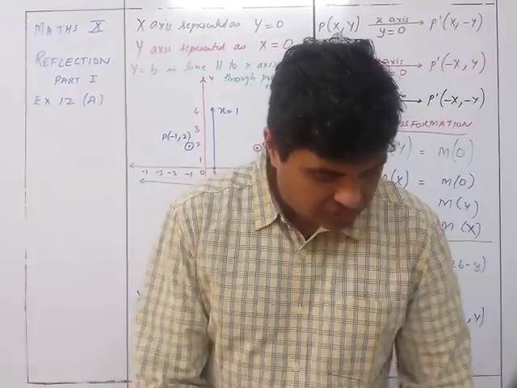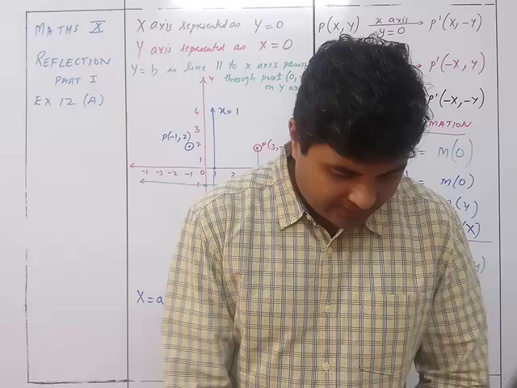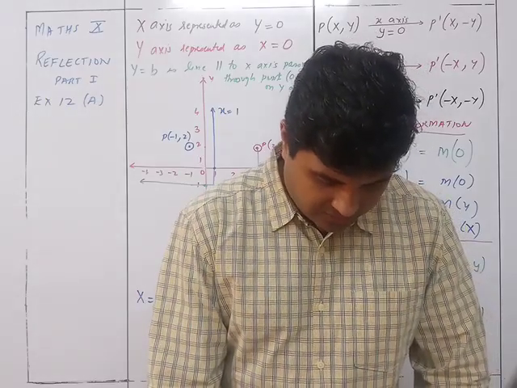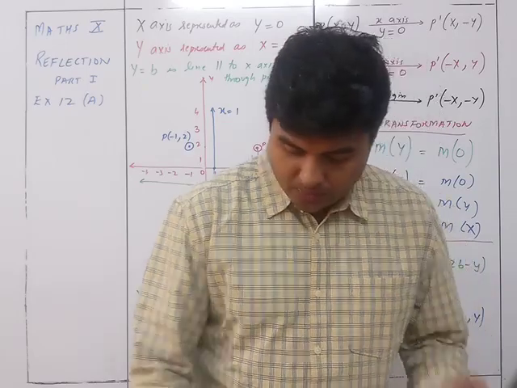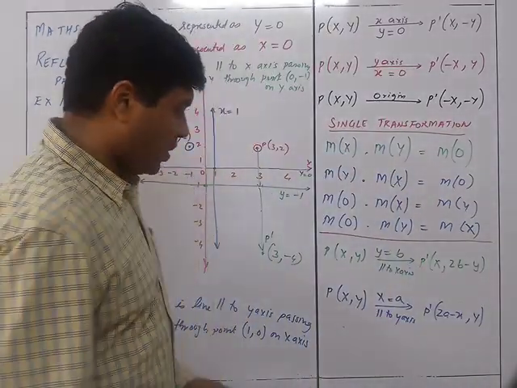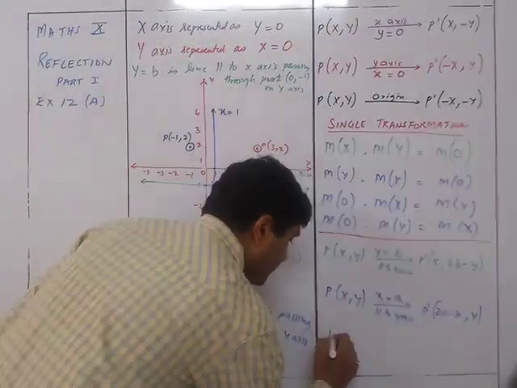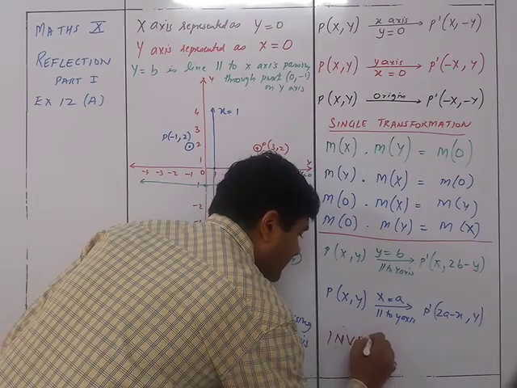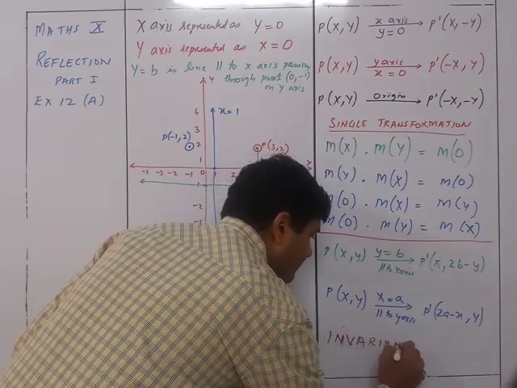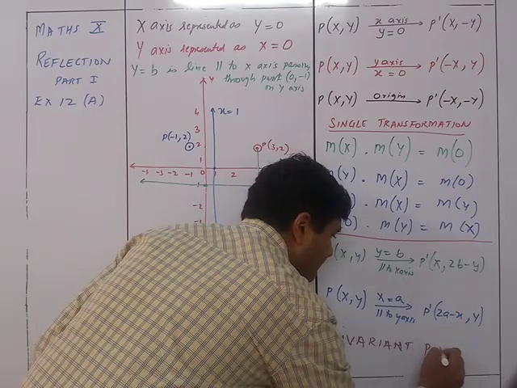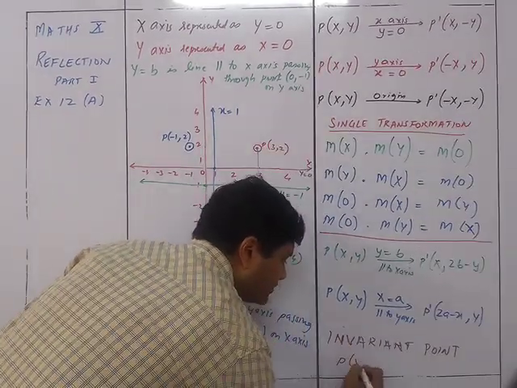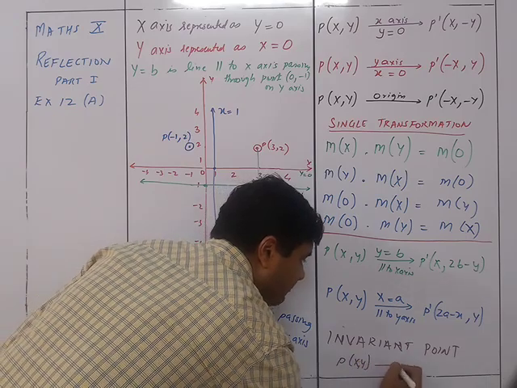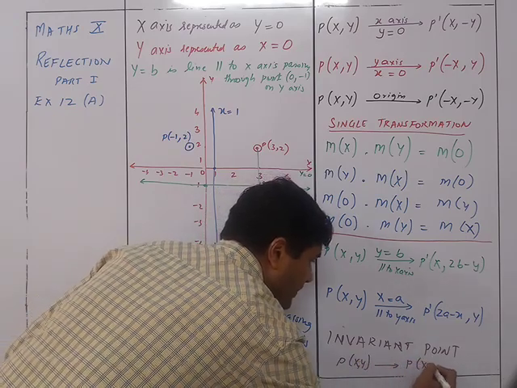So this was the detail. I don't think we have missed out anything. Right. Yeah, one more thing. One more important thing is called an invariant point, wherein P(x, y) under reflection remains P(x, y).